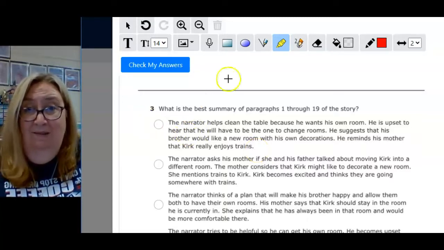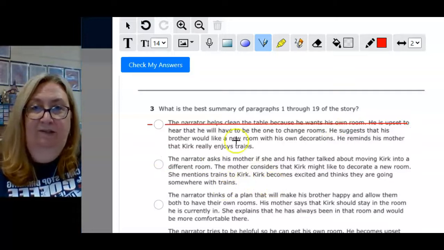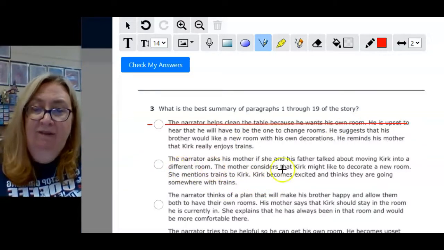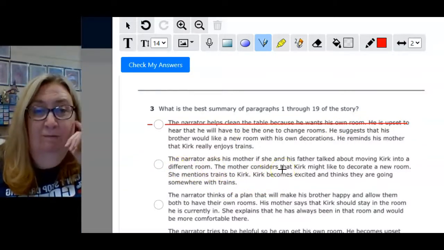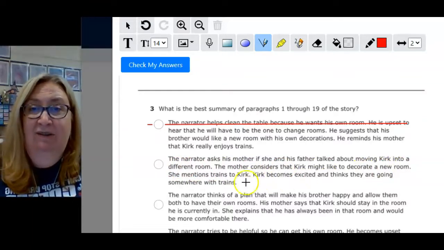So I don't think this is going to be it. I'm just going to draw my line straight through there. So let's go on to the second summary. The narrator asks his mother if she and his father talked about moving Kirk into a different room. The mother considers that Kirk might like to decorate a new room.